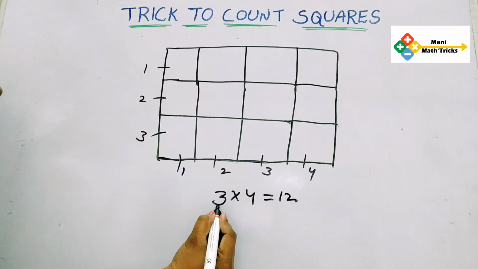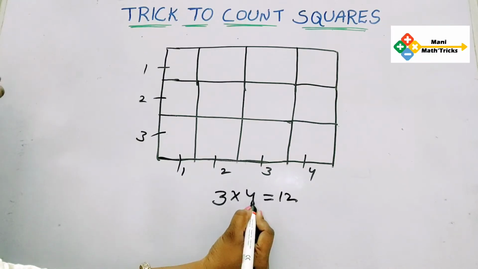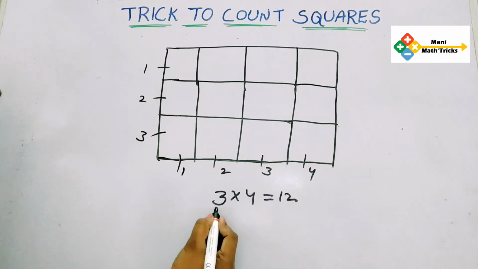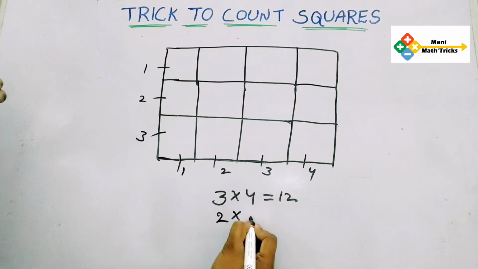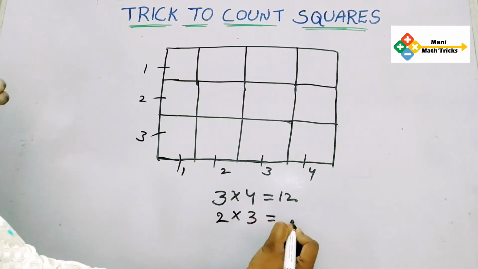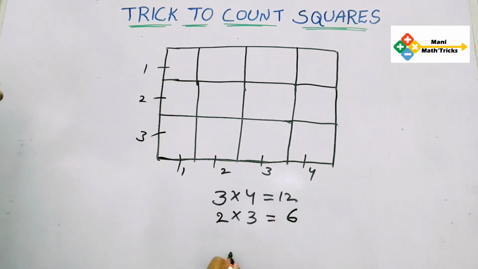Now this number is reduced by 1 and this number also should be reduced by 1 for the next step. So if you reduce by 1, it will become 2. If you reduce by 1, it will become 3. That is equal to 6.